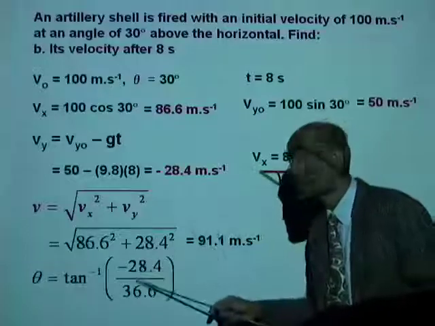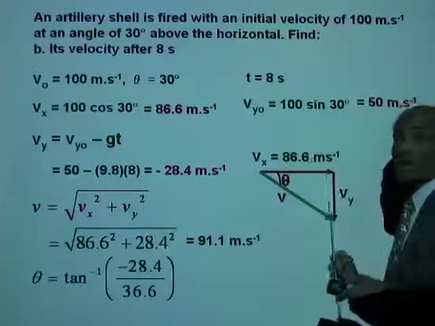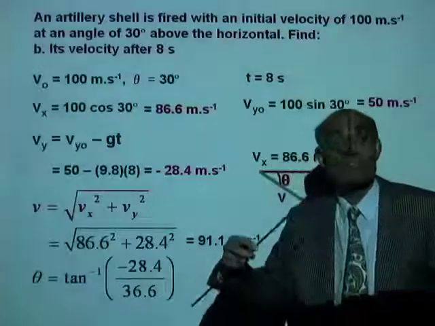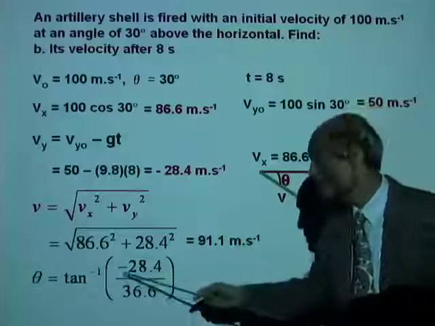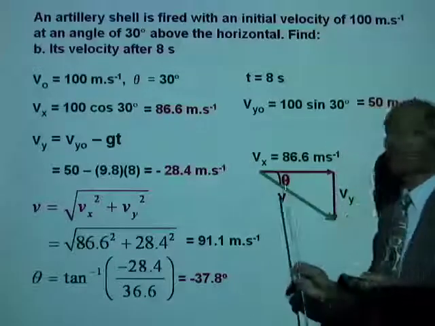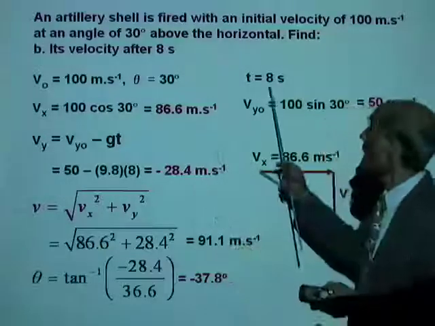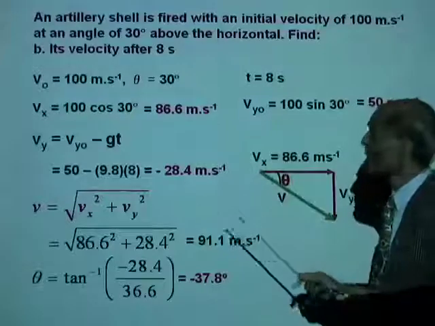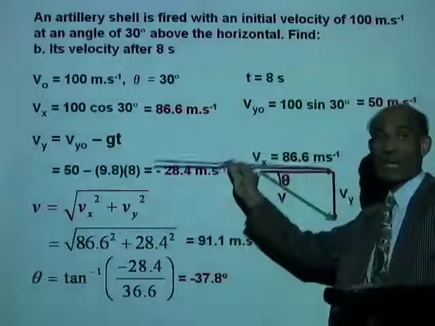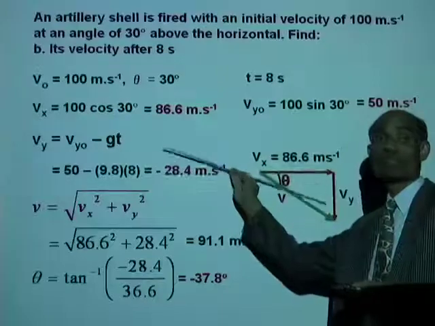Now remember, this is a fourth quadrant angle. Is that right? X is positive, Y is negative. That is a fourth quadrant angle, and the calculator will give it to you directly. If you put this in the calculator, it gives you negative 37.8 degrees. The velocity of that projectile at t equal to 8 seconds is 91.1 meters per second at an angle of negative 37.8 degrees with the positive x-axis.